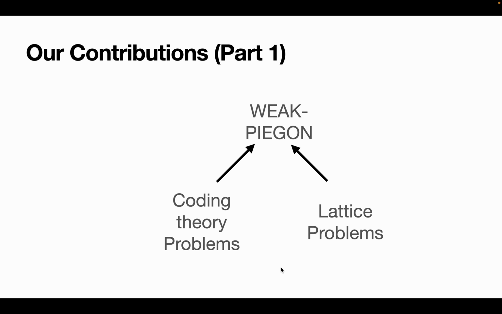So here's some of our contributions. The first part. We can show that the coding theory problems like singleton or finding 2 code words which are within the Hamming bound of each other correspond to weak pigeon. We can reduce them to weak pigeon. And the same for some lattice problems, which I'll introduce later.